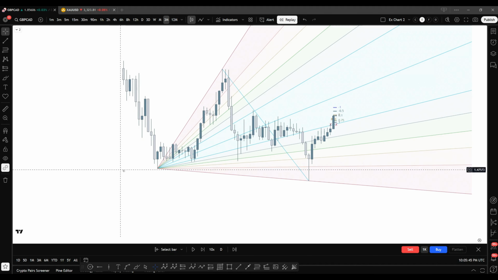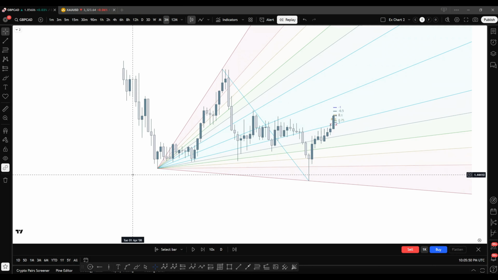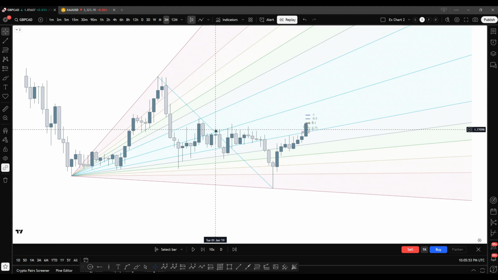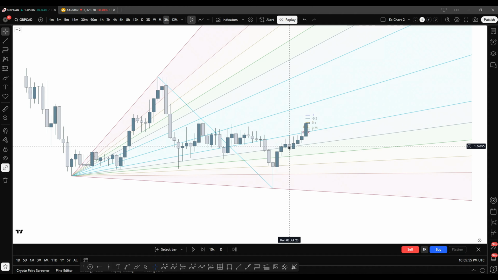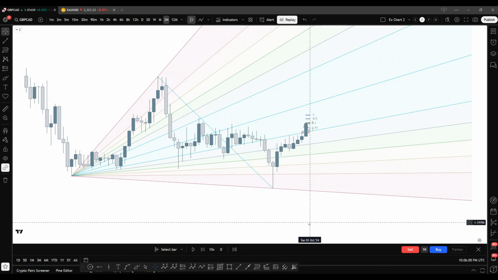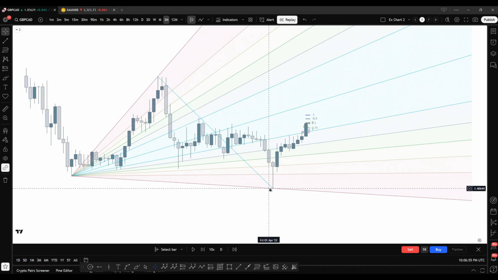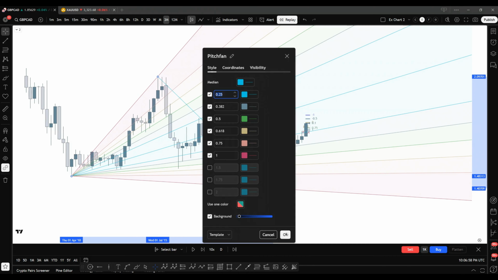Alright, so for this example, I will actually be showing you how you can use the Pitch Fan to find trades in Confluence if you cannot find the trade direction. So this is for GBP CAD. Now as you can see, I anchored my fib from here to up here and then down here, and these are the settings that I'm using for it.